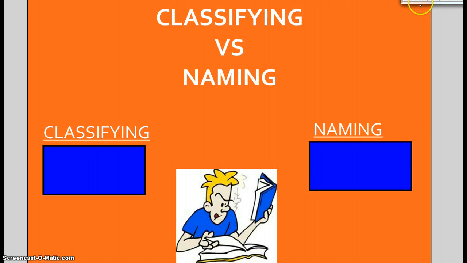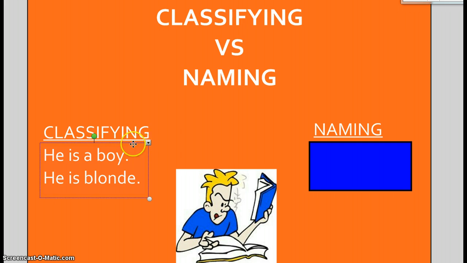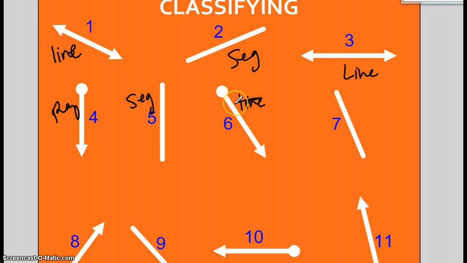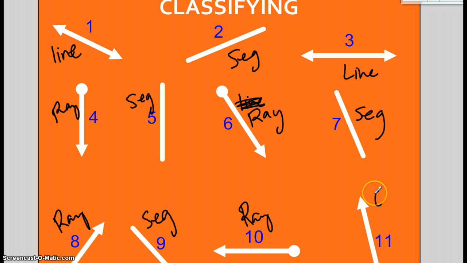It's a ray. Classifying and naming are different. Classifying is how I describe this picture: he is a boy, he has blonde hair, but his actual name is John. So let's classify these. This is a line, a segment, a line, a ray, a segment, a line. Nope, good catch, it's a ray. Okay, this is a segment. This is a ray. This is a segment, a ray, and a line.